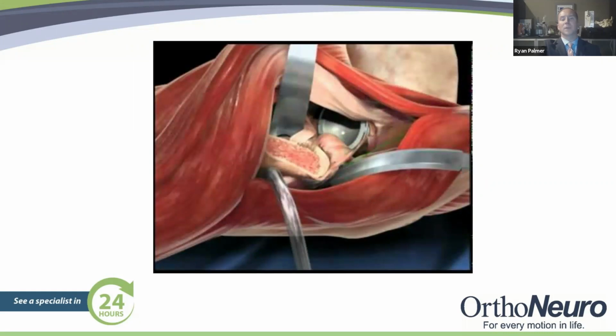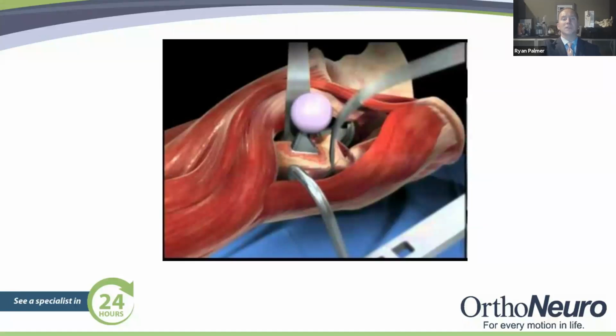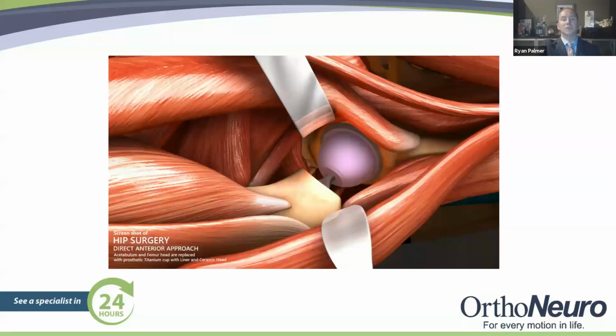We then move to the upper part of the femur bone, which allows us to expose the femur and place a stem as well as a new ball. And after the hip is reduced, you see the final product. The muscles and tendons are spared and the surgery has been completed.